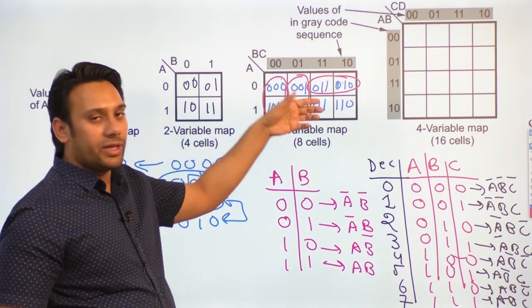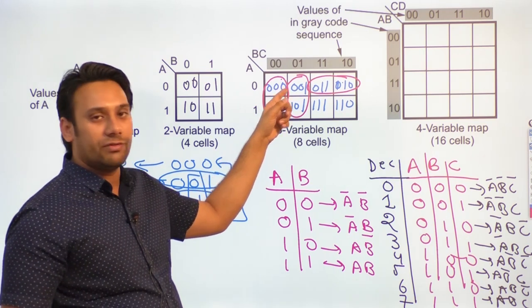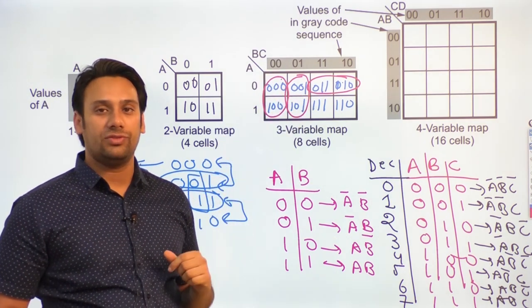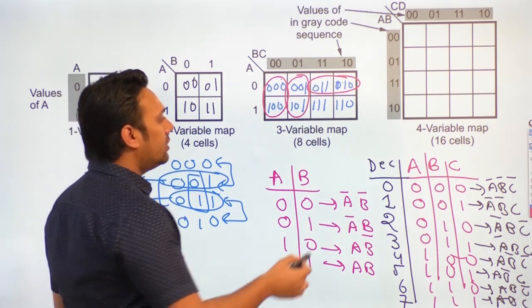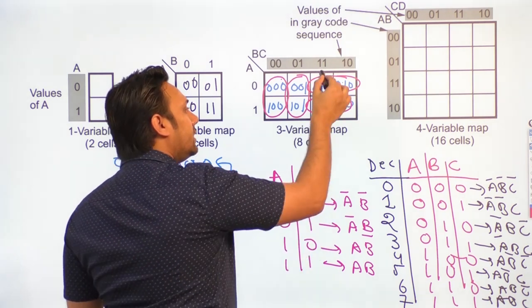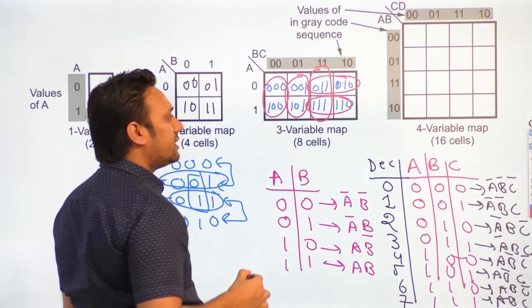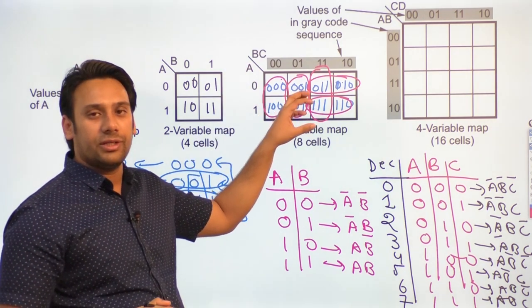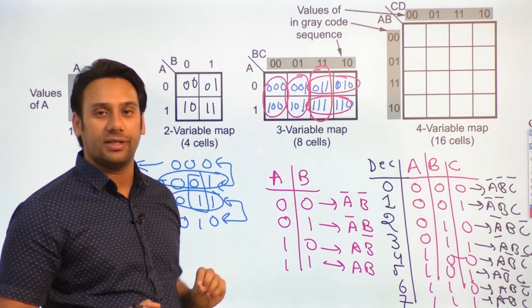Yani ki row mein aur column mein. Whenever we have a row and whenever we have a column, any two adjacent cells have a change of only 1 bit. And here this adjacent cell also has a change of 1 bit. Even these two adjacent cells have a change of only 1 bit. So that is why we use gray code here to represent the K-map.